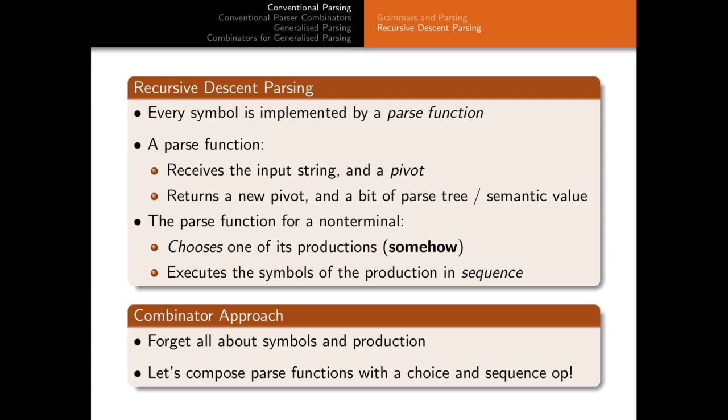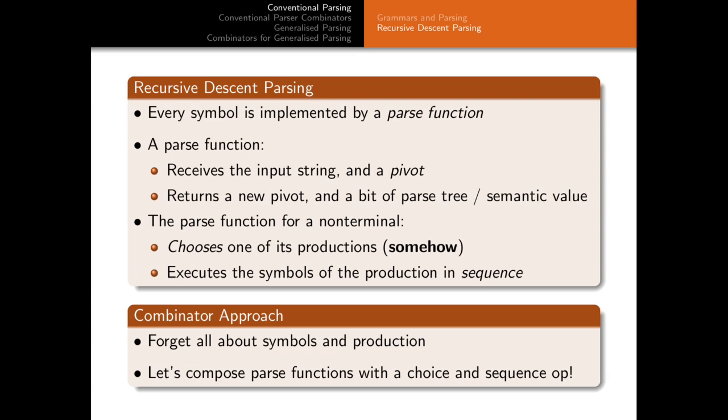So this idea underlies basic parser combinators by using the following observation, that we can forget all about symbols and productions and we can just focus on the parse functions themselves. So we can introduce some combinators or operators to combine parse functions, and so we have an operator for choice and sequence.